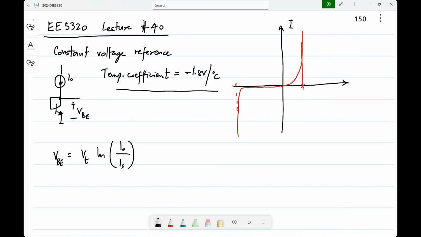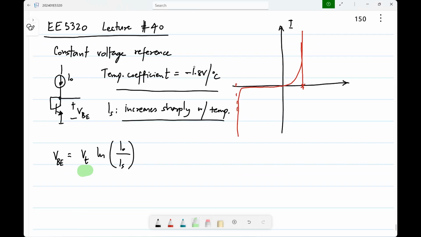Now, why does VBE reduce with temperature? IS increases sharply with temperature. Okay. It increases substantially. That's why if you bias a transistor at a constant current, IS goes on increasing with temperature and VBE goes on decreasing. Okay. Although, I mean, this factor here, VT, is also proportional to temperature, but the increase in this is countered by the decrease in that substantially.